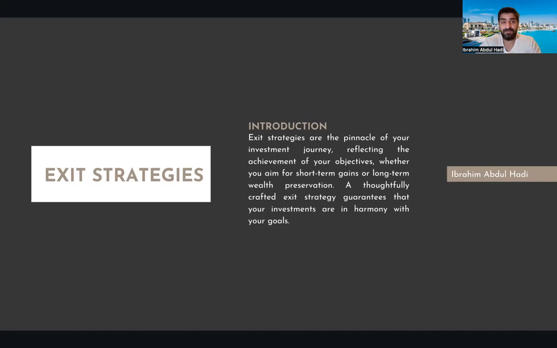Now we need to exit. How do we need to exit? Exit strategy is a journey from the way you invest. You initiate your idea to invest, you fund, you purchase, you put it for rent if you want to. It makes you a return on investment for a certain period. Now it's time for you to exit.